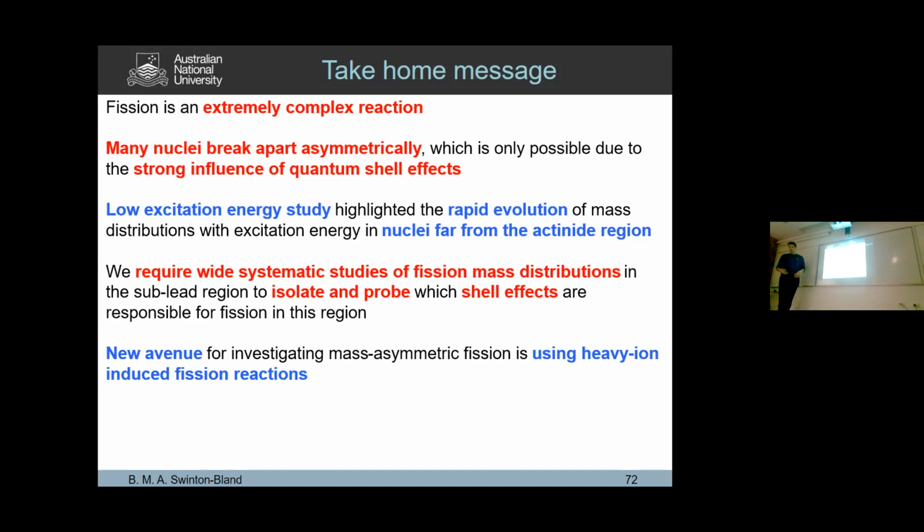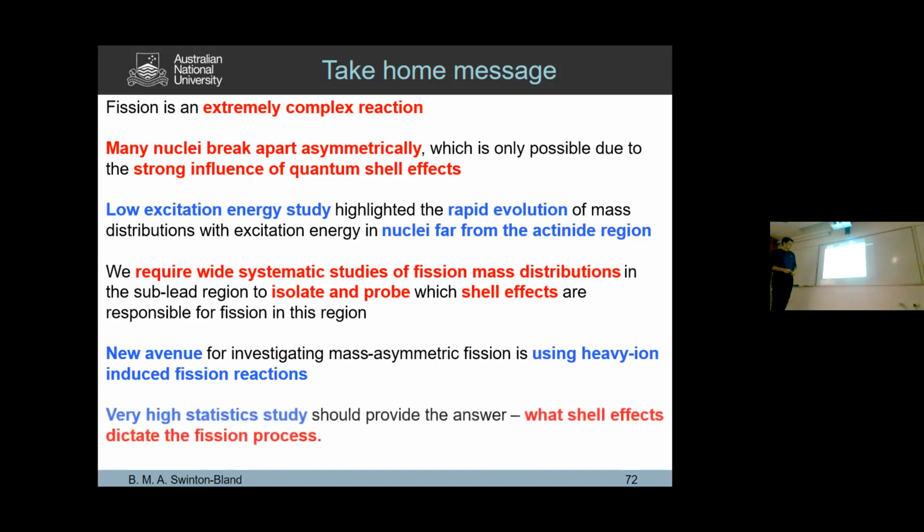It's pretty much in 2015 is where we started at ANU, and hopefully with the systematic study that I'll be doing, we can get a nice little bow on top of that study. And as I said, the very high statistics study should provide the answer to the big question, which is what shell effects dictate the fission process.